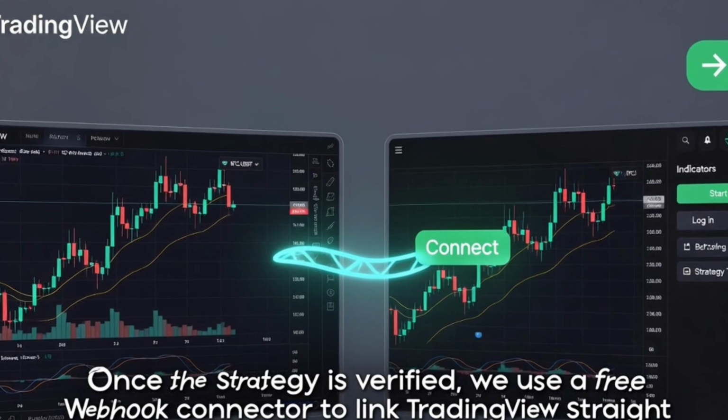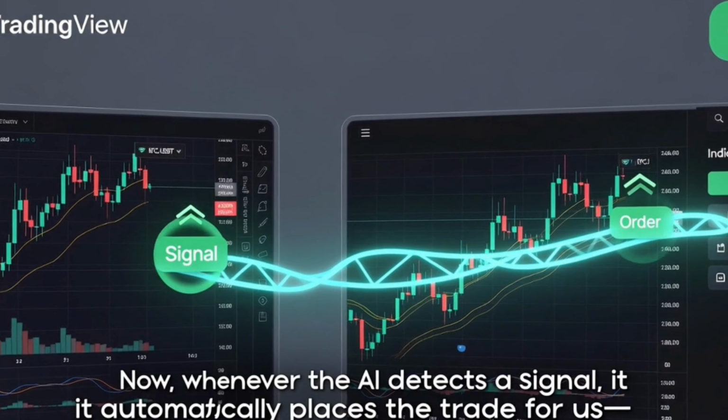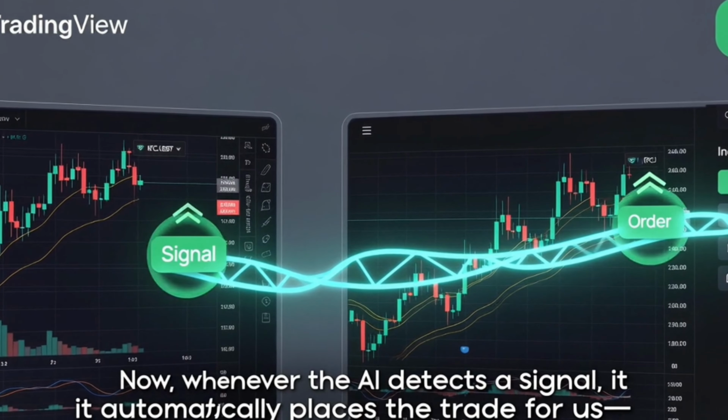Once the strategy is verified, we use a free webhook connector to link TradingView straight to our crypto or stock exchange. Now, whenever the AI detects a signal, it automatically places the trade for us even while we are asleep.